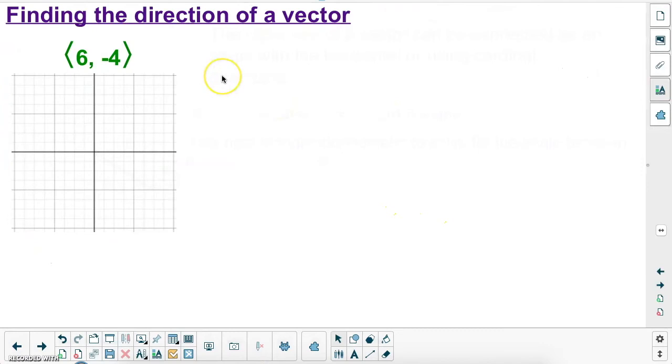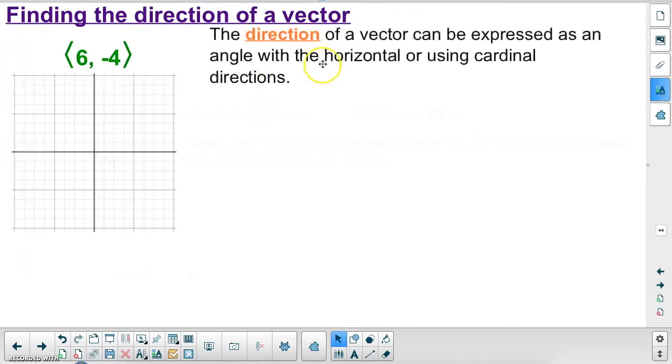Now we're going to take a look at finding the direction of the vector. Remember, the direction of a vector can be expressed as the angle with the horizontal or using cardinal directions. We're not going to be using cardinal directions on the coordinate plane, so we're only going to be looking at the angle with the horizontal. We're going to be using the same vector that we looked at previously, +6, -4.